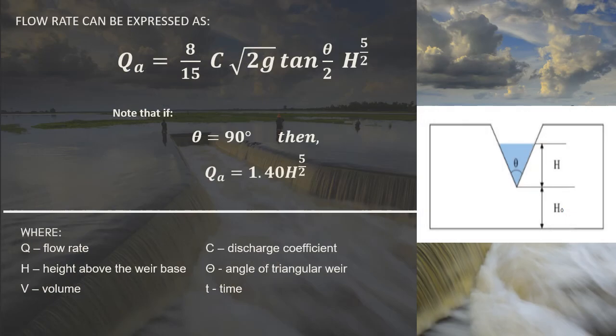For a triangular weir, the actual flow rate can be expressed as Q_A is equal to 8/15 multiplied by C times the square root of 2g multiplied by tangent of theta over 2 times H raised to 5/2, where Q is the flow rate, C is the discharge coefficient, H is the height above the weir base, and theta is the angle of the triangular weir. Note that in the case of theta being equal to 90 degrees, the formula Q_A equals 1.4 multiplied by H raised to 5/2 can be used.